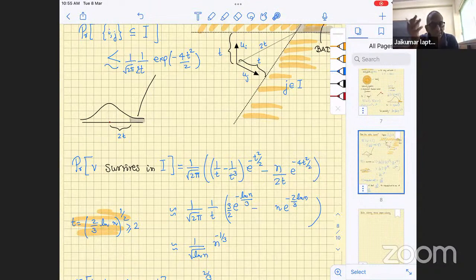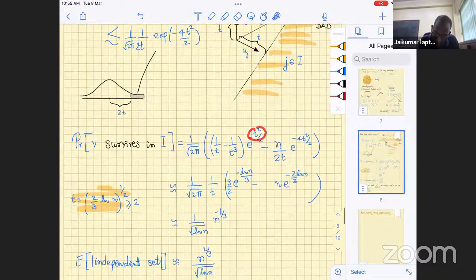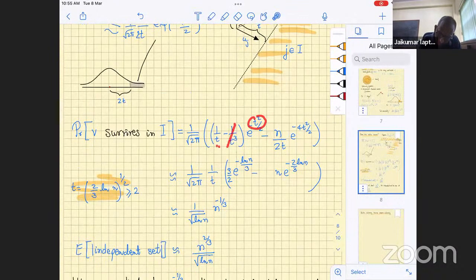Yeah. So the probability that any of those edges enters I, that is, both its endpoints fall inside I, for any of those at most n edges, the quantity is this. Okay. So now you plug in your value of t. So let me just ignore this and put a t here. So let us say t is at least 2.